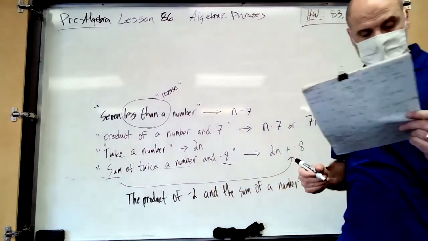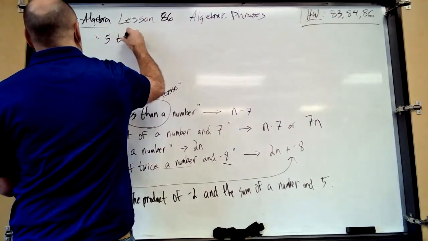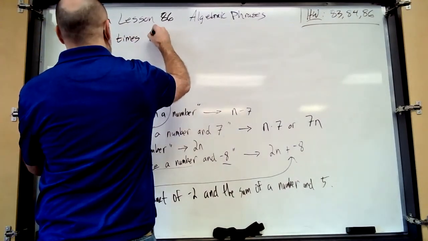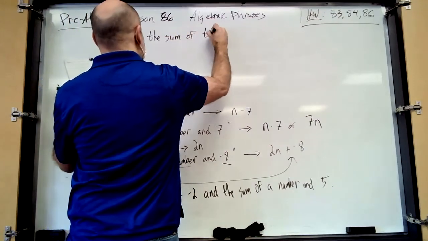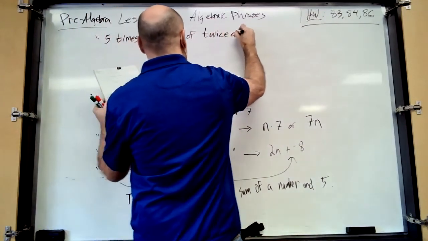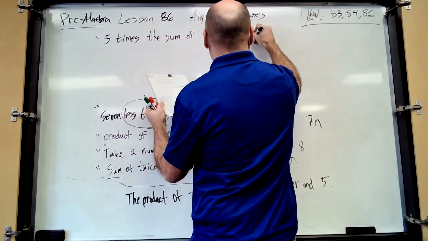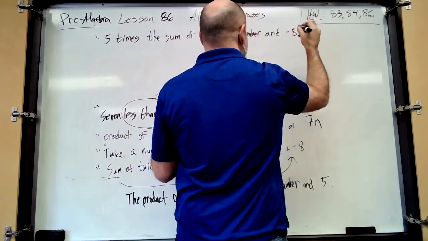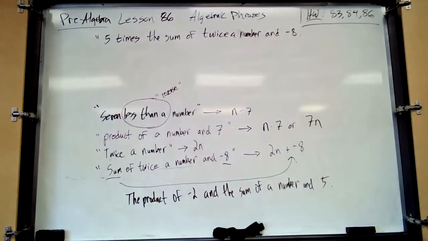Okay, guys, this is the next step that will get you closer to understanding how to translate this. Here's what I'm going to say. 5 times the sum of twice a number and negative 8. I got the answer. How do you say 5 times the sum of twice a number and negative 8?